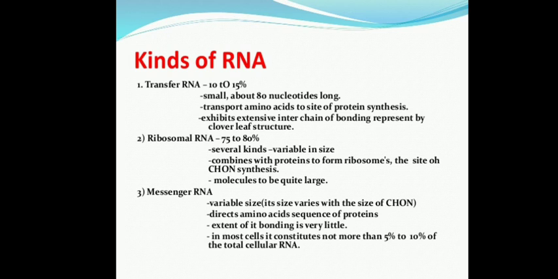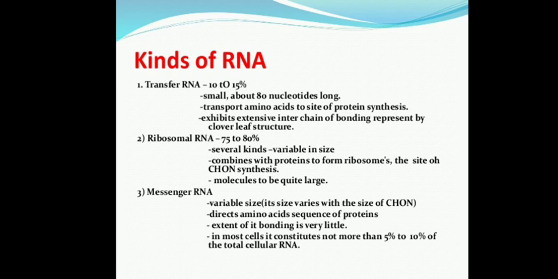And as compared to the tRNA, the ribosomal RNA or rRNA is slightly greater in size. And the third type of RNA is mRNA, which is known as messenger RNA. Now the messenger RNA is a linear molecule which does not contain any kind of folds.